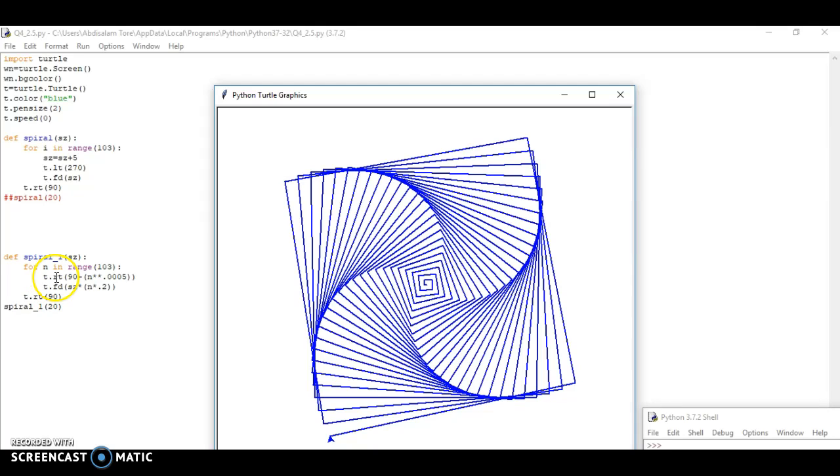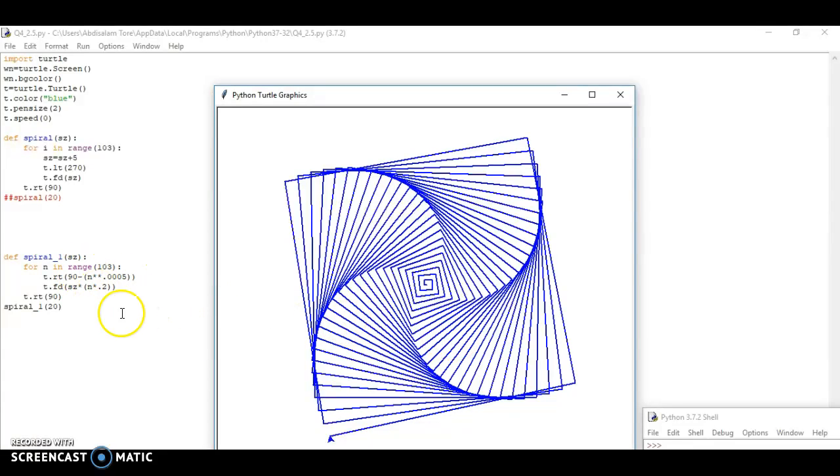t.right(90 minus n to the power of 0.005). You want your n or your angle to decrease for every range, and you kind of see it right here. It gets smaller. t.forward(size times n times 0.2).